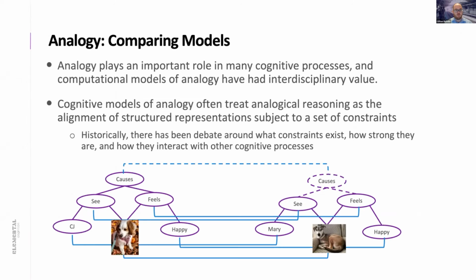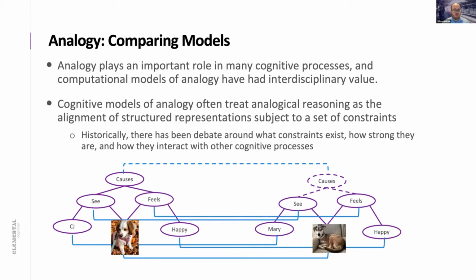So first off, structural alignment, analogy. It plays an important role in many cognitive processes, and computational models of analogy and structural alignment have had interdisciplinary value. If you want to hear more about that, there are several papers I can point you to that go through the many contributions of analogical models.